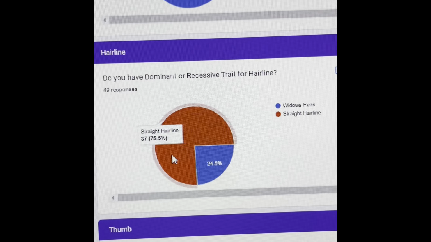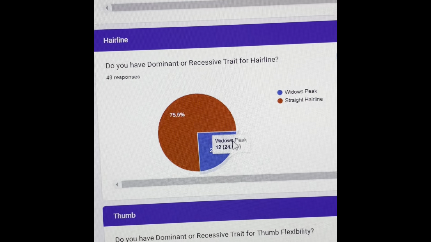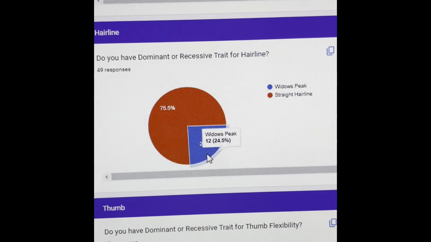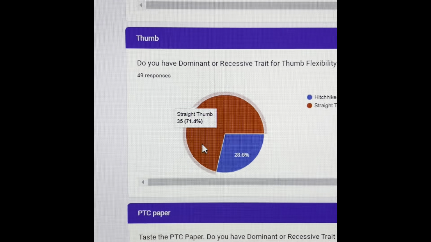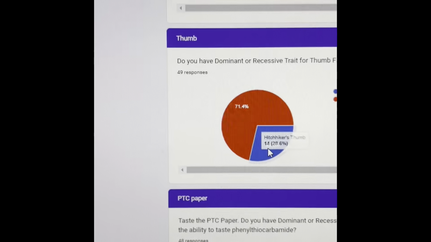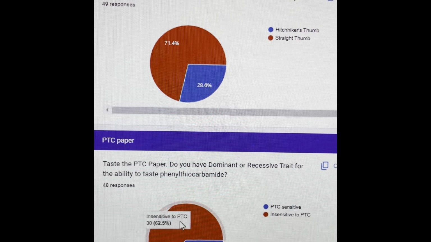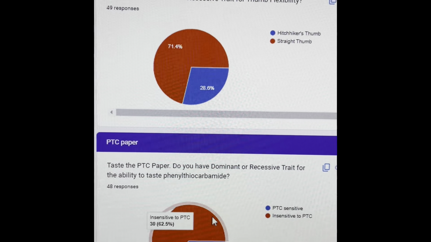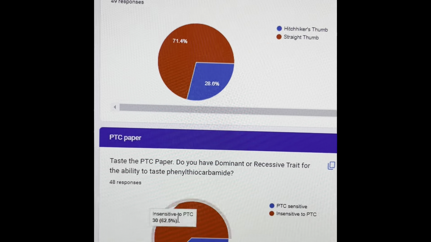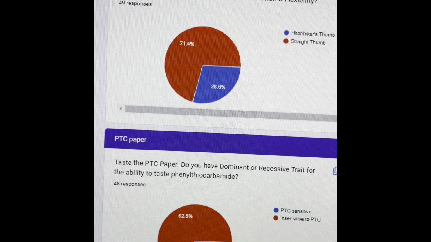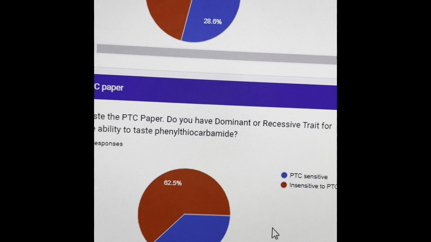And then most of our class actually has the recessive straight hairline, and only about 25% have the widow's peak, which is a dominant trait. Then we have 71% have a straight thumb, so those who can hyperflex their thumb are in the minority. And the last one is PTC. Most people in our class cannot taste the PTC. Those of Eastern European descent are much more likely to be able to taste it. So the majority of our class cannot.